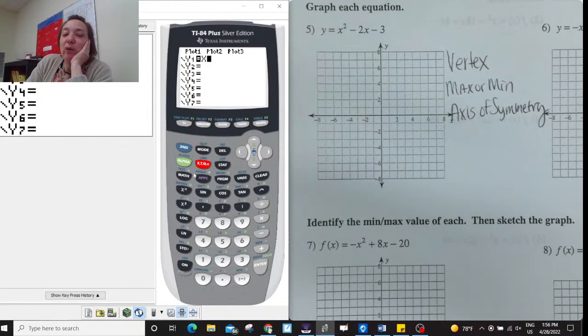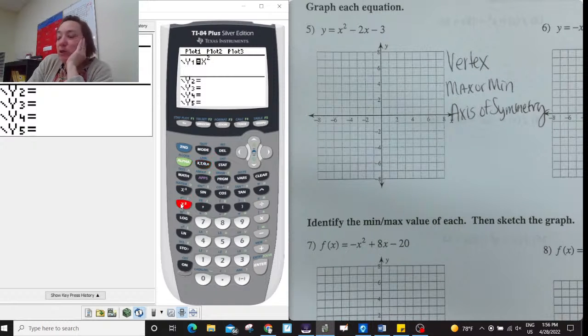Okay, now, y'all know where the squared button is over here? Sort of catty corner from the 7. Plug that in. So you got x squared. Then we're going to do minus 2x minus 3. So you've got your equation in, right?